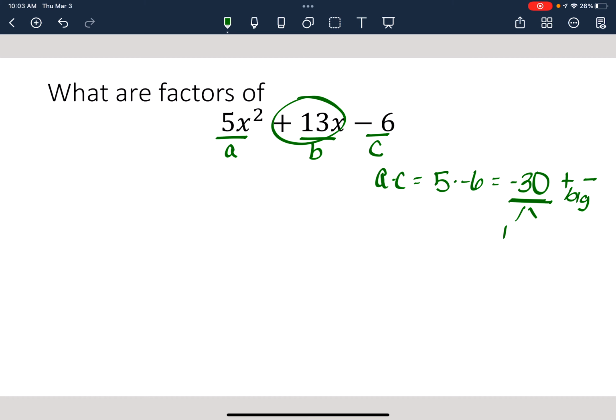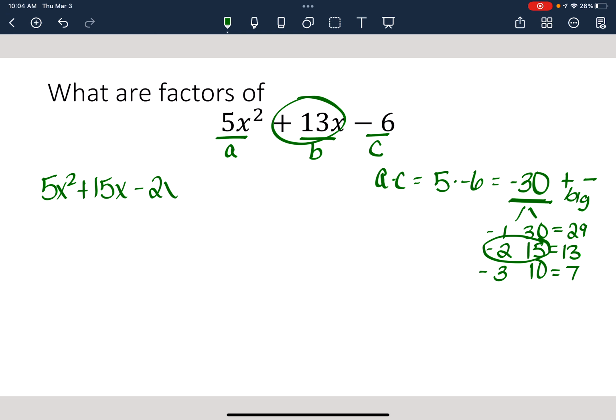So when you list out the factors, we have 1 and 30, 2 and 15, 3 and 10. And let's make the smaller factor negative. So this sum will be 29. This will be 13. And then this will be 7. So minus 2 and 15 are the correct combination. So we write 5x squared plus 15x minus 2x minus 6.